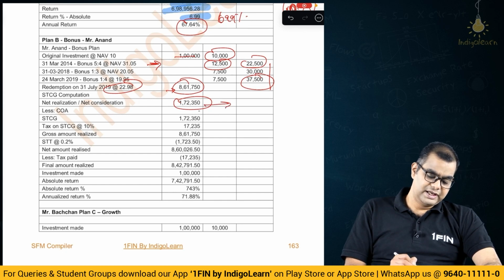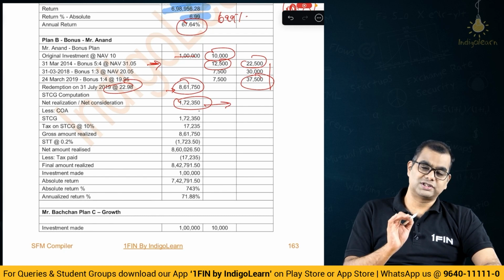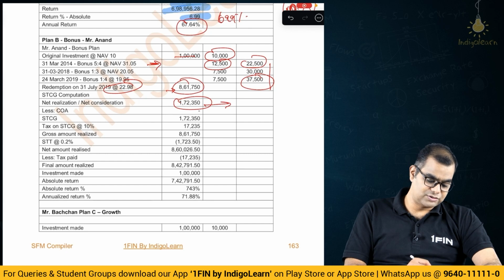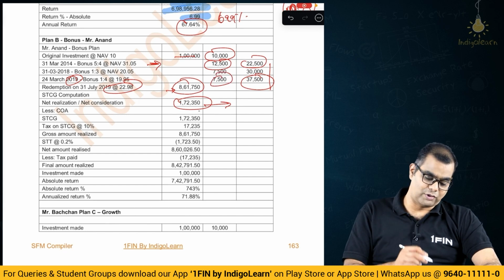Net realization is, here you are trying to find out the short term capital gain. Now, what is the short term capital gain? Short term capital gain is the bonus that you have got. When did you get the bonus? Last bonus you got was in March 2019. How many units did you get as bonus? You got 7,500 units. These 7,500 units were allotted to you at what NAV? At an NAV of 19.95.